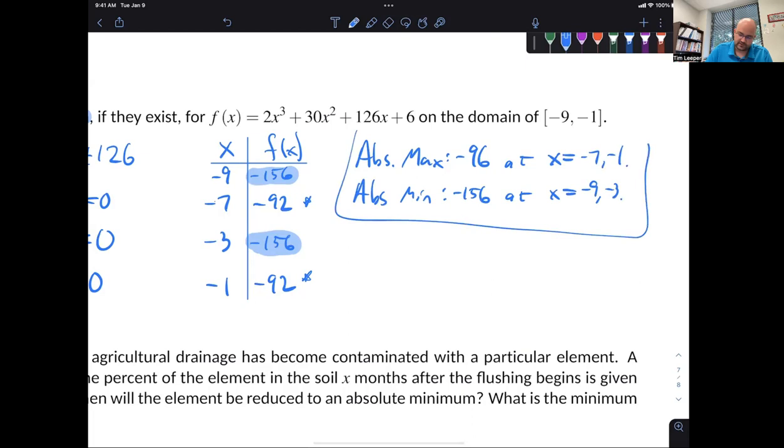Now, this just happens to be where these happen twice. That's fine. But if we extended this to say 0, the absolute maximum would have been 6, and it only would occur at 0. So it just depends on what the endpoints are, as well as the critical numbers as well.